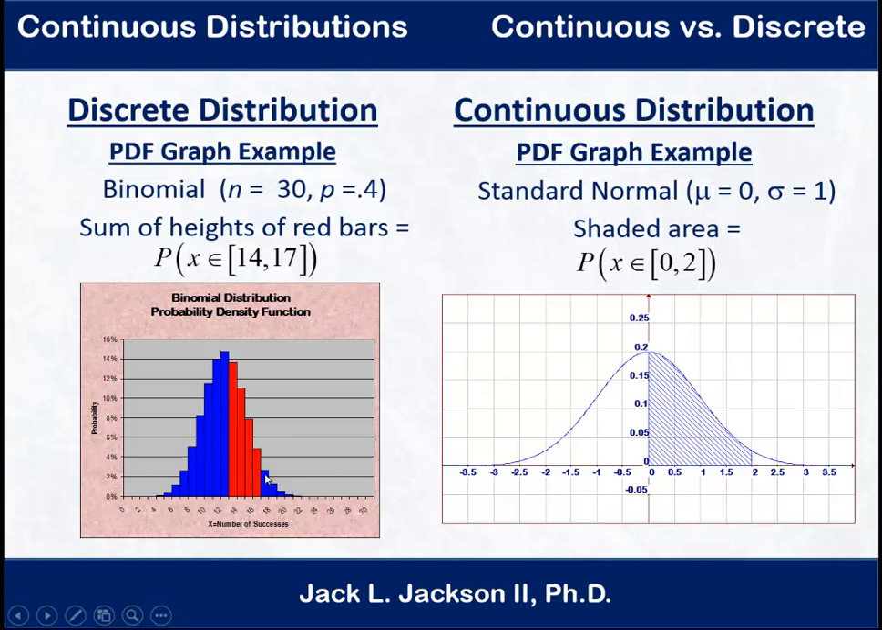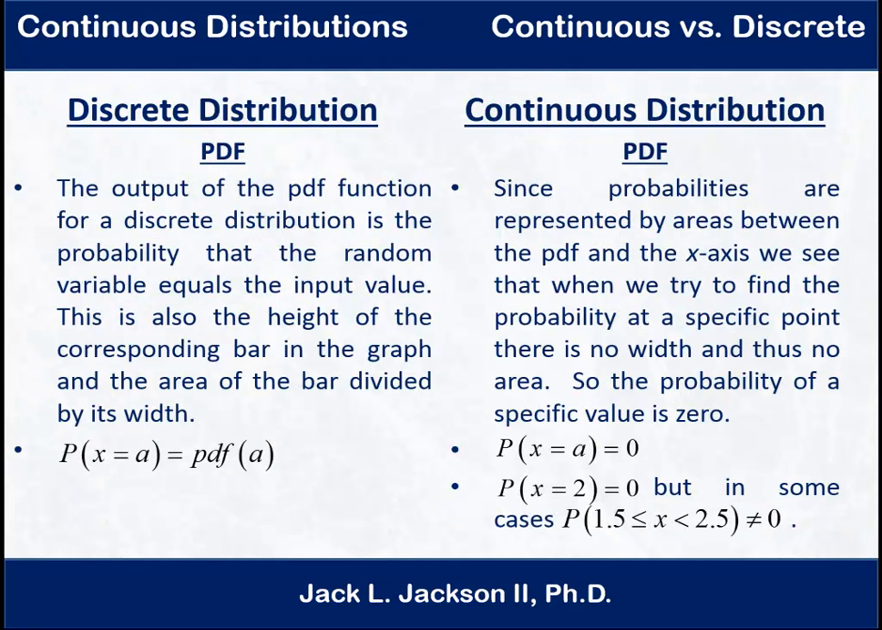So in both cases, areas are sort of probabilities. In the right case, the areas are probabilities in the continuous graph. On the left, in the discrete case, the areas are at least proportional to the probabilities. So, once again, the output of the PDF function for a discrete distribution is the probability that the random variable equals that input value. It's also the height of the corresponding bar in the graph, and it is the area of the bar divided by its width. So if you want to find the probability that x equals some number a, you just find the PDF of that a. So in the discrete case, remember, PDF of a is the probability that x actually equals that a.